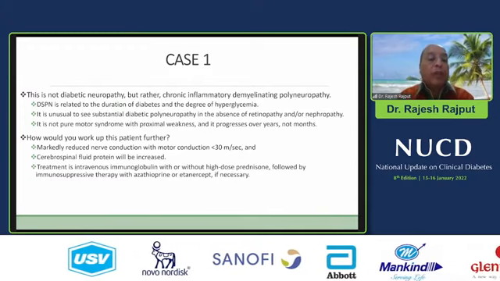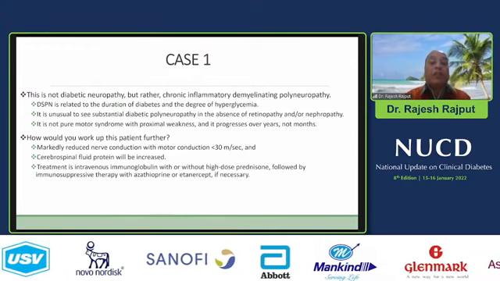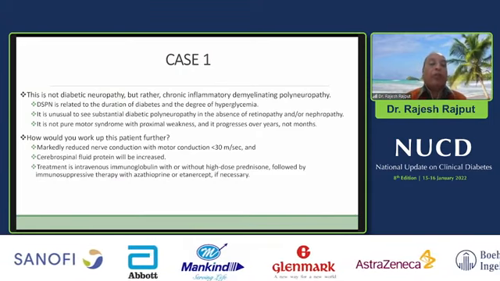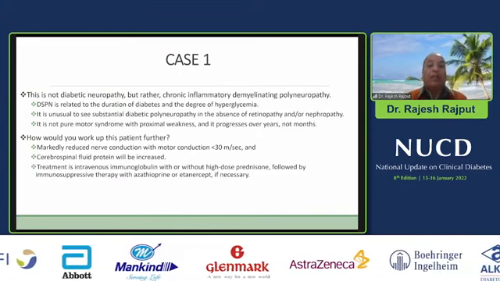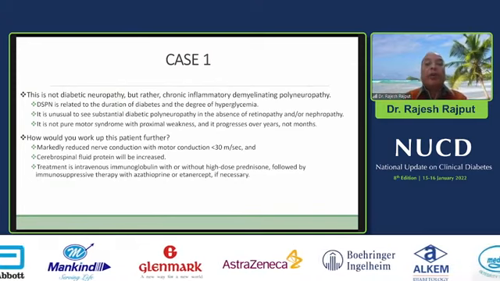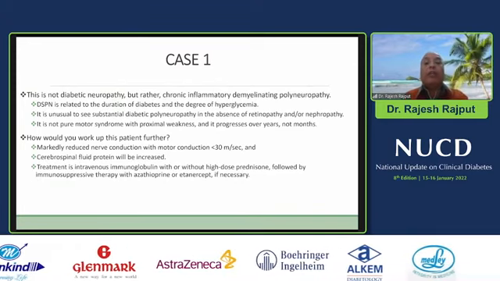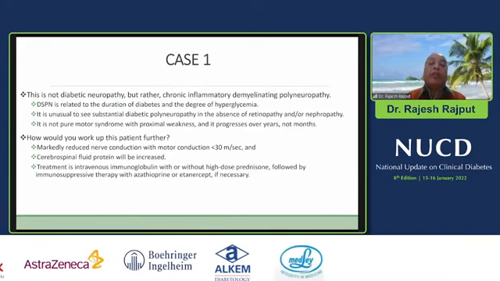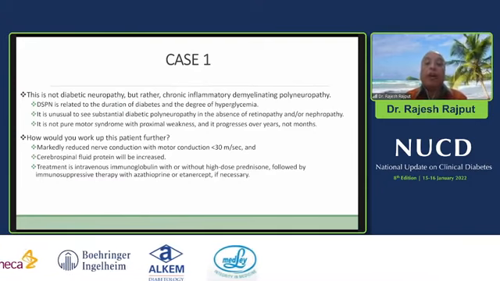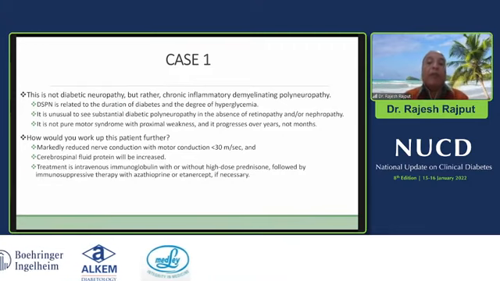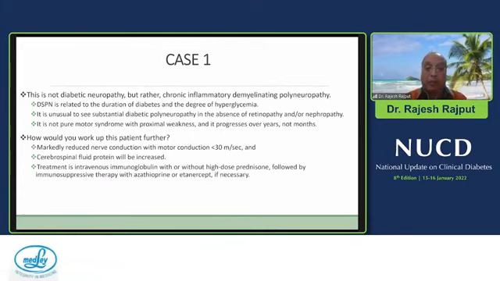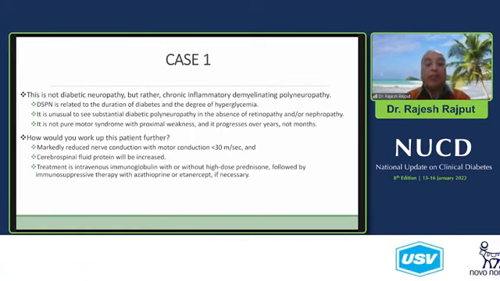So how to do this workup? We should ask for NCV in this patient, which shows decreased motor conduction. CSF protein is increased, and this patient is suffering from proximal chronic inflammatory demyelinating polyneuropathy, for which treatment is intravenous immunoglobulin with or without high dose prednisolone, and if no response, followed by azathioprine or etanercept. So there is no role of drugs for peripheral neuropathy, which we have discussed.